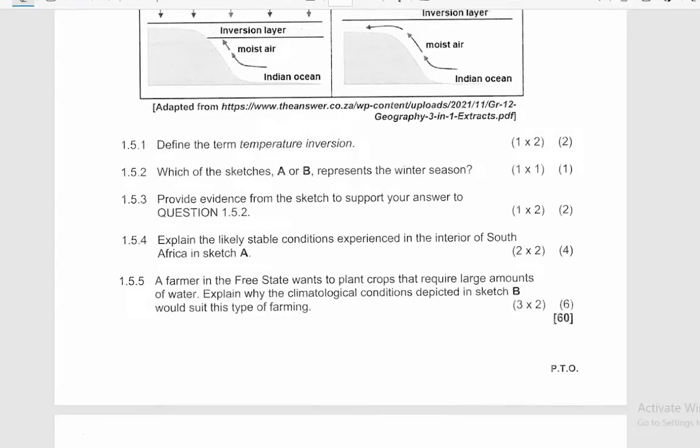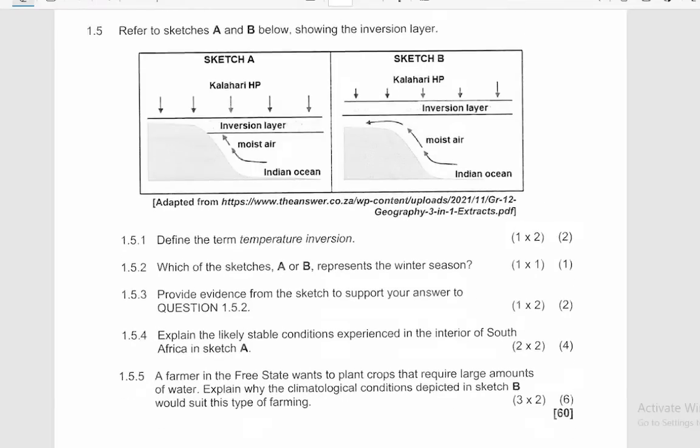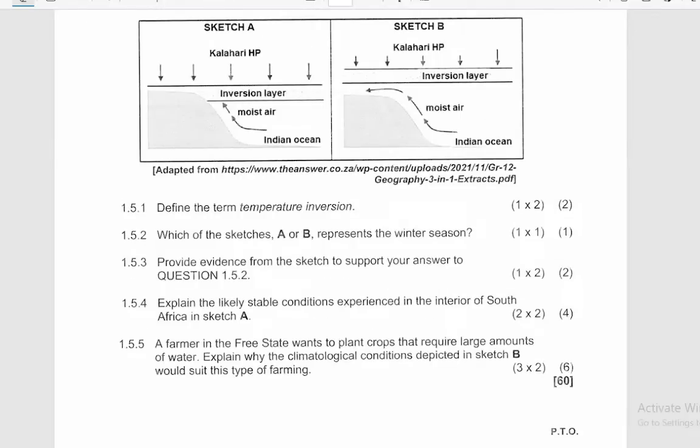Explain the likely stable conditions experienced in the interior of South Africa in sketch A. Stable conditions, we are having anticyclonic conditions. There is no formation of rainfall or precipitation. It's a stable condition. If the interior is dry, we don't have cloud formation. The absence of clouds over the interior, or the clear skies, is caused by strong descending air. When air is descending, it cannot form clouds. Clouds can only form when there is upliftment of air and condensation takes place. So that descending of air will lead to clear skies over the interior. It's one typical stable condition.